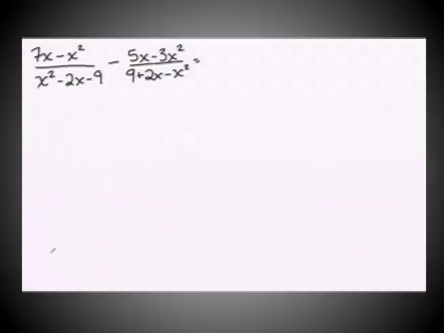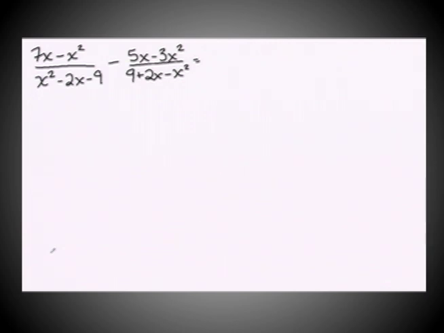We have 7x minus x squared over x squared minus 2x minus 9. And we are subtracting the rational expression 5x minus 3x squared over 9 plus 2x minus x squared. Well, we have a lot of things that are not in standard form here, so that is our first step, to get everything in standard form.